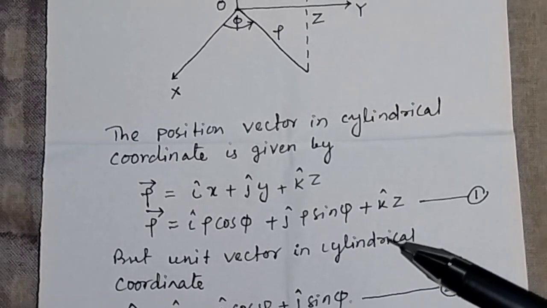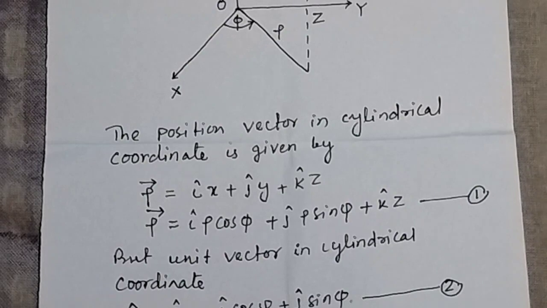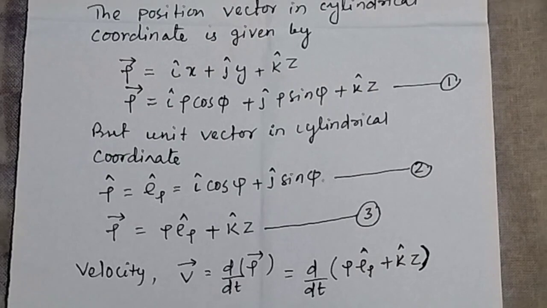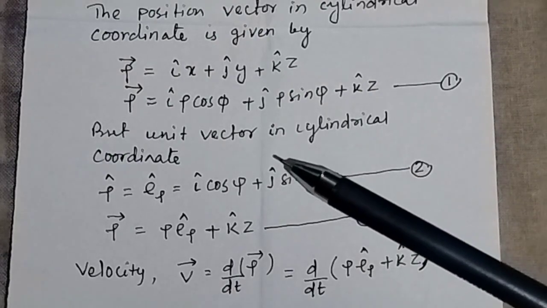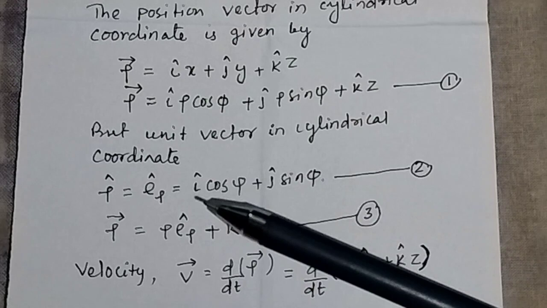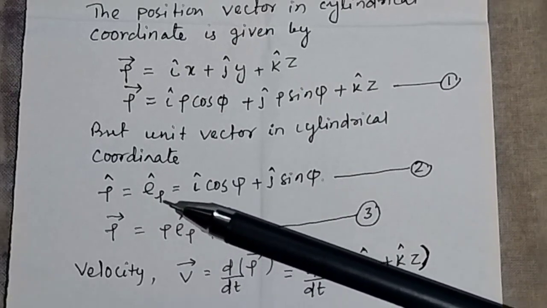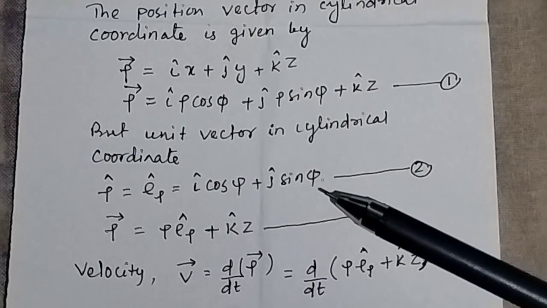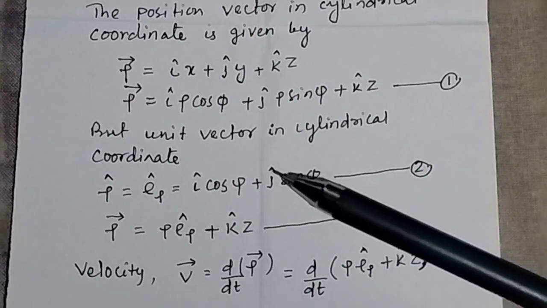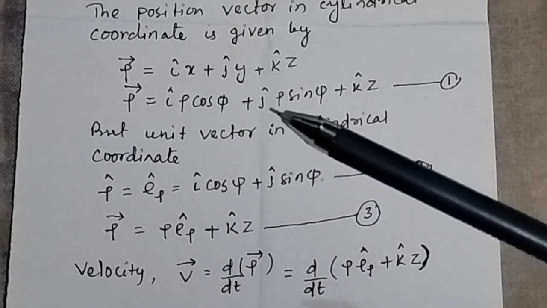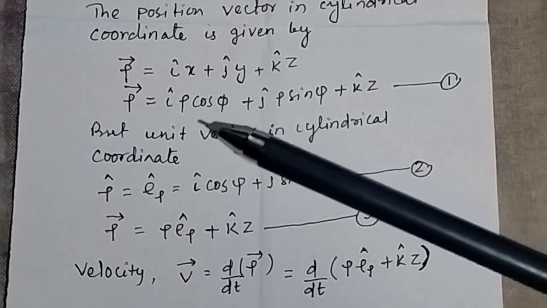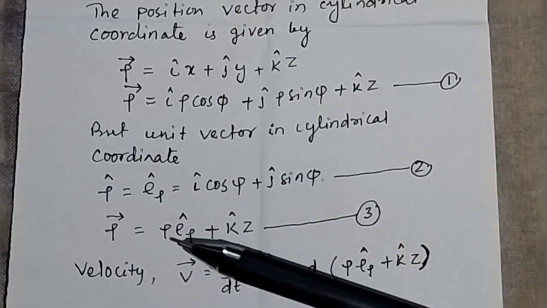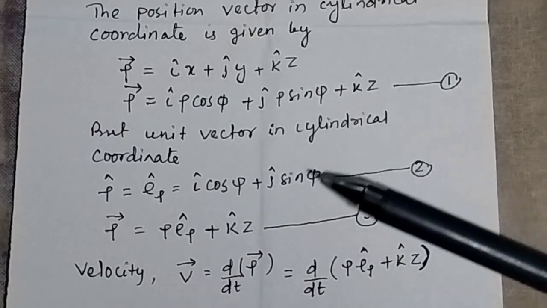Suppose this is equation number 1, but the unit vector in cylindrical coordinate we have discussed in detail in the previous video. So the unit vector in cylindrical coordinate, we write it either ρ cap or e_ρ cap, that is equal to i cap cos φ plus j cap sin φ. In place of i cap cos φ plus j cap sin φ, if you take common ρ, then this will be equal to this unit vector e_ρ cap into ρ plus k cap z.